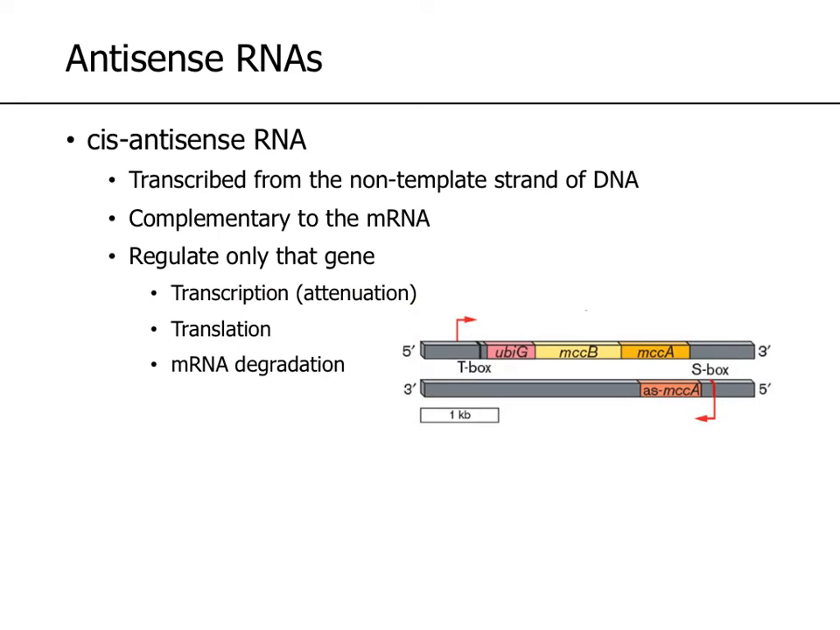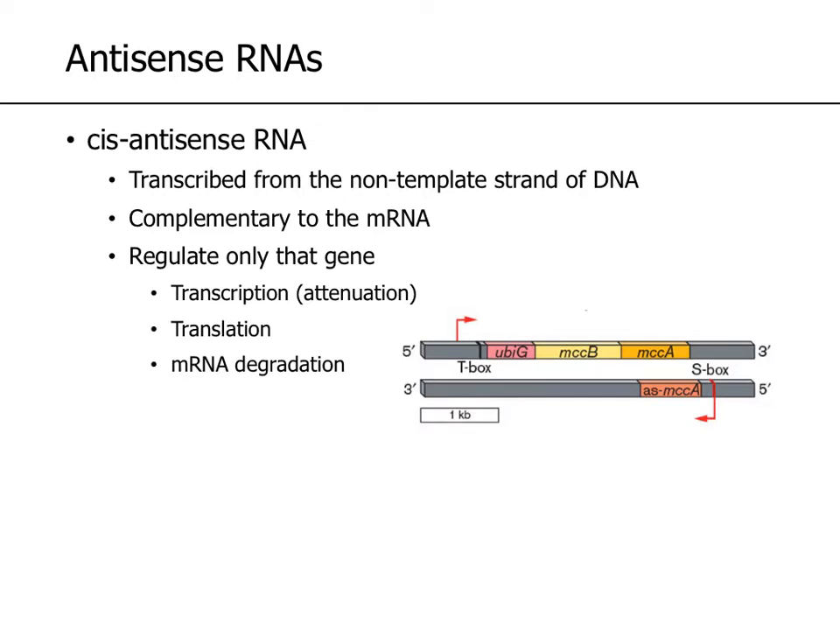So another class of regulatory RNAs are called antisense RNAs. Usually they are called cis antisense, meaning they're transcribed from the same gene that it's going to be controlling. So it's transcribed from the non-template strand of the DNA. Because of that, it's complementary to the mRNA itself. So it's going to be a perfect match, right? It's going to perfectly bind to the mRNA sequence.